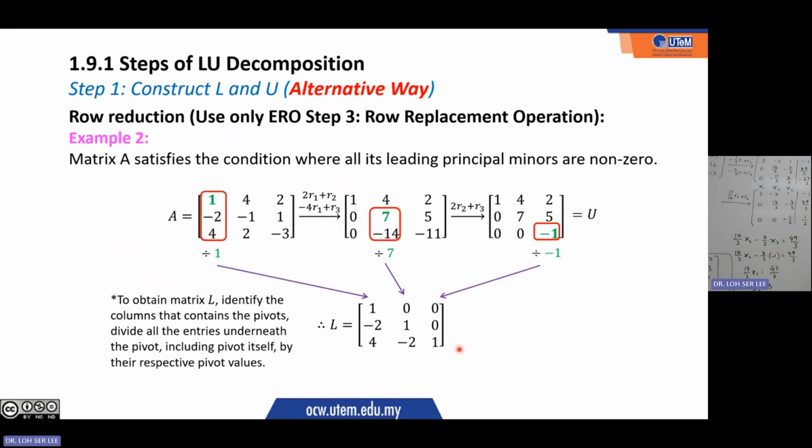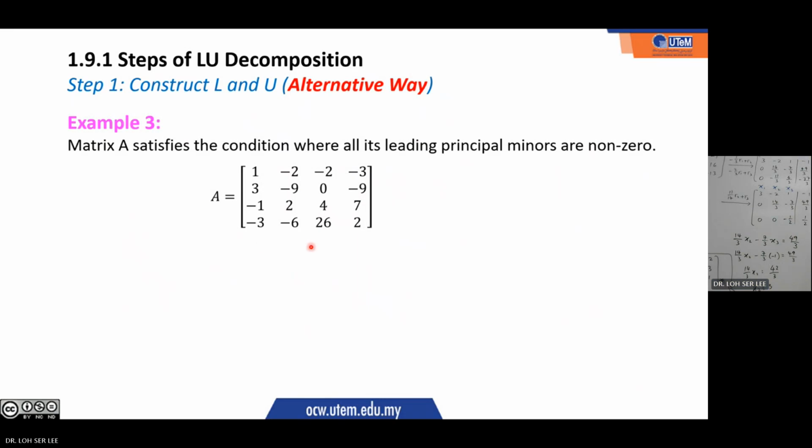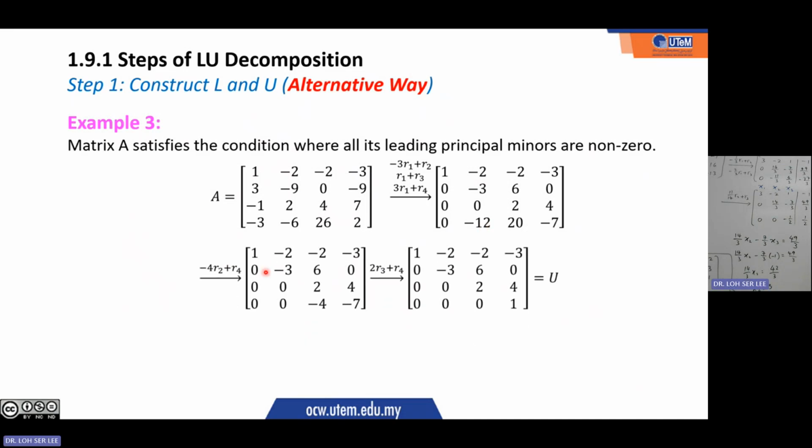If no, we look at an example of a 4 by 4 matrix. This matrix satisfies the condition where all leading principal minors are non-zero. So here we can start to row reduce the matrix. We need 3 operations because we need to change this 1, 2, 3 into zeros. Then this is the second pivot. We need 1 operation to change this into 0. This is the next pivot. We use this pivot, this operation to change this into 0. And finally, we get this.